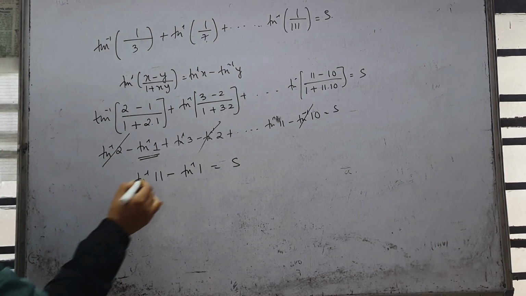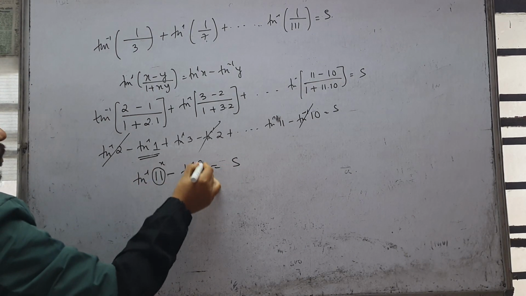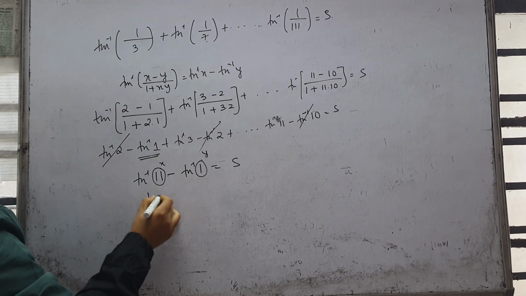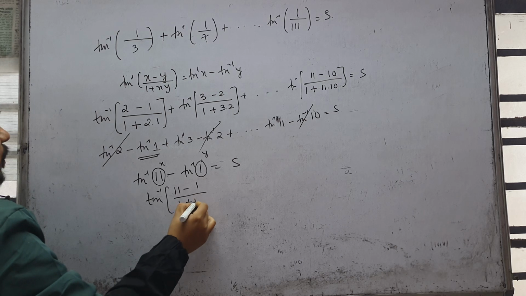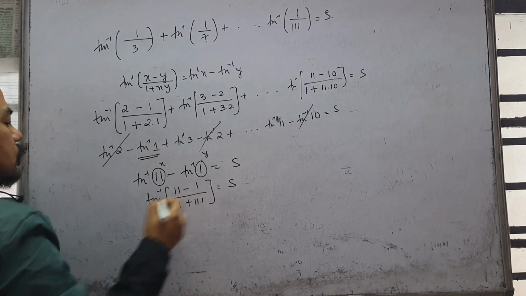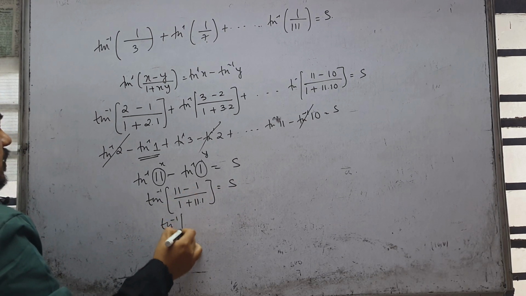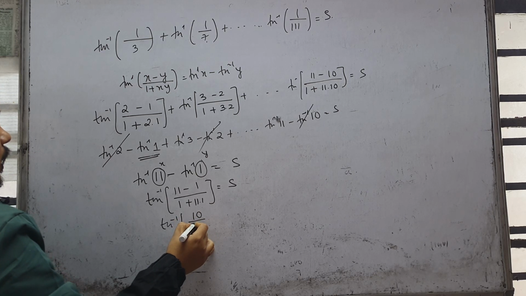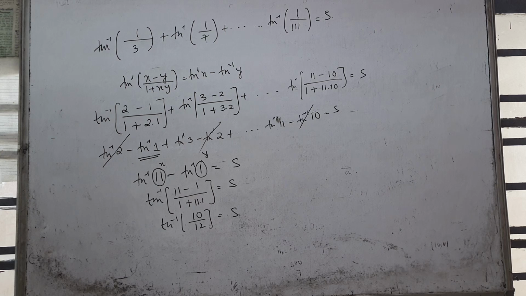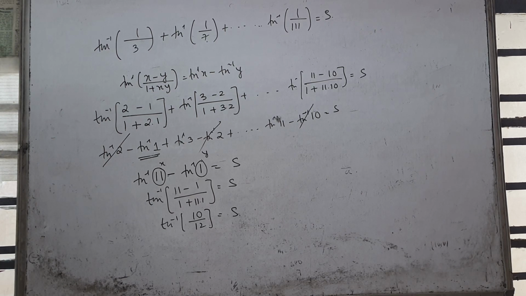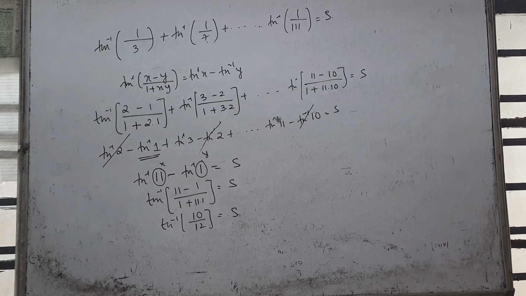Is it clear? So everyone, what is this please? X. And what is this? Y. So tell me what is tan inverse of x minus y divided by 1 plus x into y, equal to s. So what do you get? Please tell me. 10 by 12 equal to s. Is it clear everyone? Understood? This was a competence based question, that's why it was a bit difficult. Is it clear? So if you get this, this is how you are going to do it. Understood?